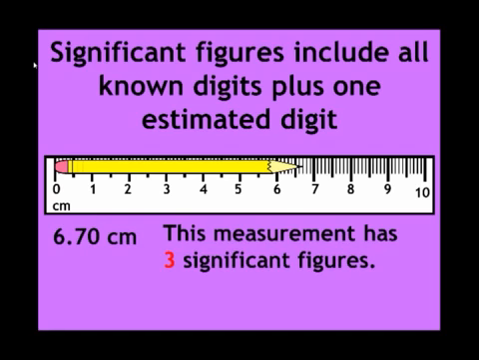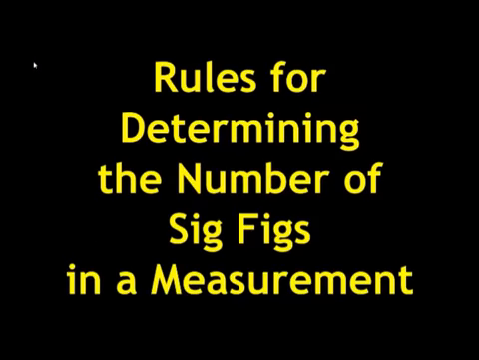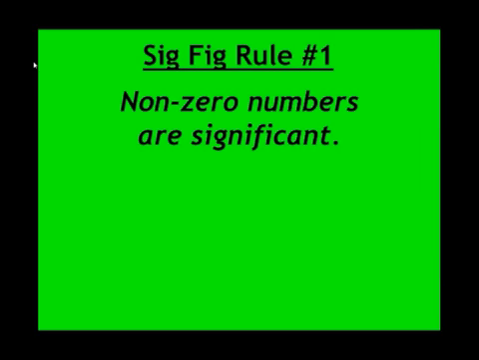Not 2, it has 3 because we do count that final estimated digit. And now I have to teach you some rules for determining the number of sig figs in any measurement. Sig Fig rule number 1. All non-zero numbers are significant. So what does that mean? It means any number from 1 through 9 is going to be significant all the time.